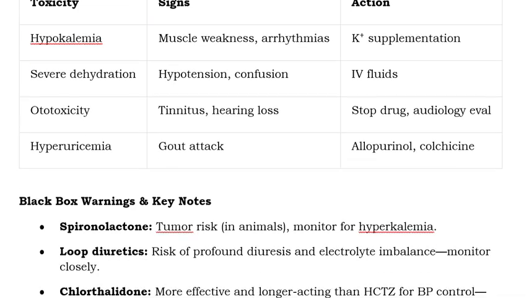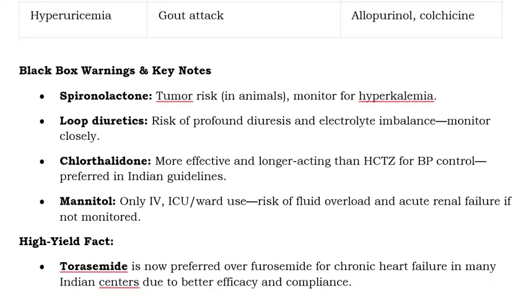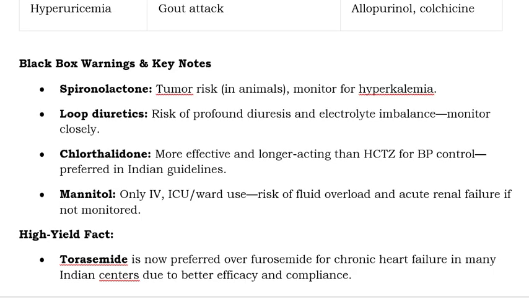Got it. Are there any specific black box warnings we need to absolutely know about or any final keynotes? Yes, a couple of important black box warnings. For spironolactone, animal studies showed a potential tumor risk, though it's not definitively proven in humans. But we must closely monitor for hyperkalemia. That's a definite risk. Loop diuretics also carry a black box warning. Because they are so potent, there's a significant risk of causing profound diuresis, too much fluid loss, leading to dangerous electrolyte imbalances. So close clinical and lab monitoring is essential with loops. So black box for spironolactone, tumor and hyperkalemia, and loops, profound diuresis and electrolyte issues.